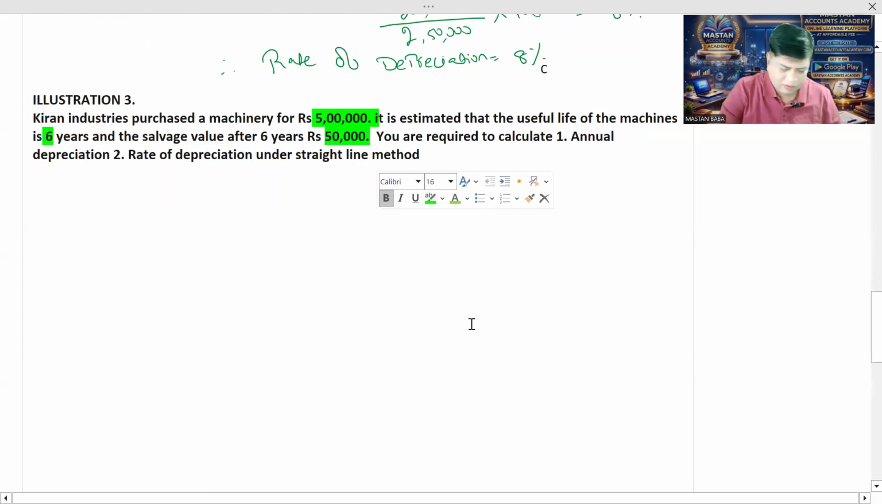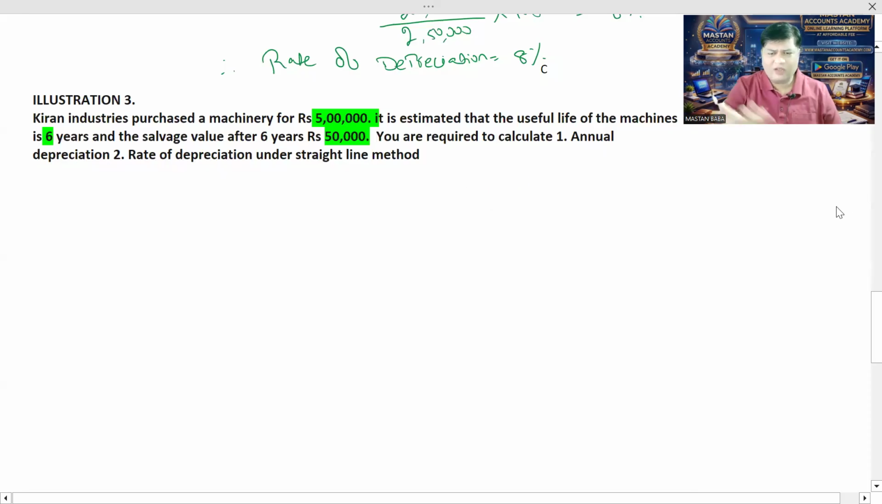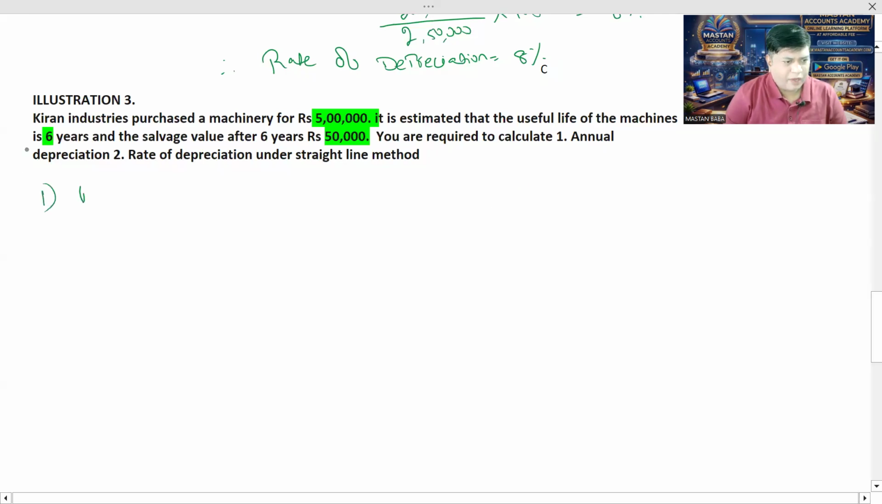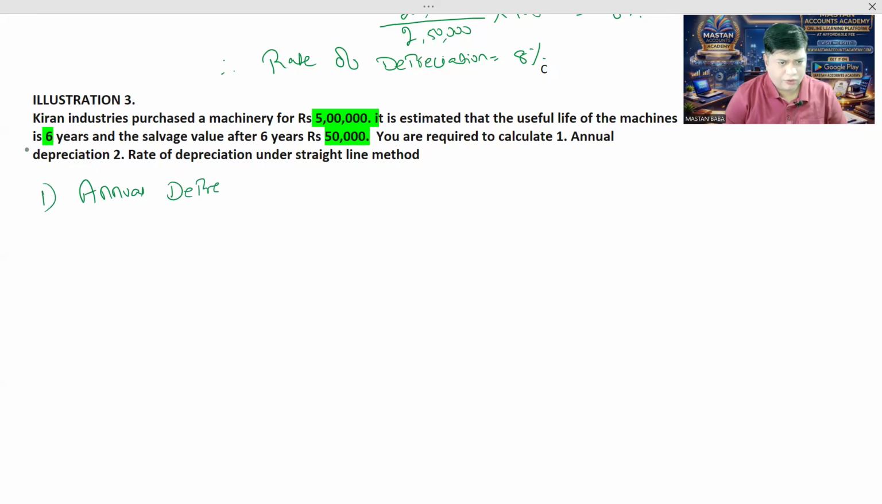Now again, same procedure we have to do. First, we have to calculate the annual depreciation. Whenever the rate is not given, you have to follow the procedure. If the rate is given directly, you can go for the answer. So first one, annual depreciation is equals to.